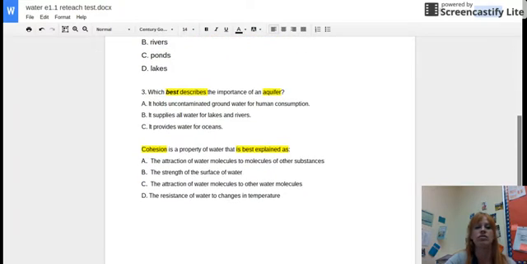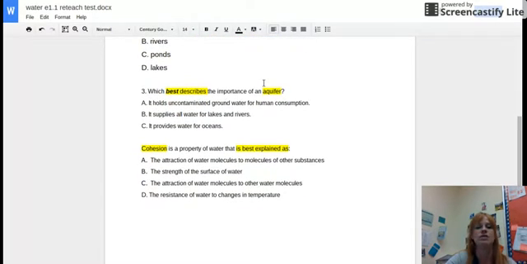All right, number 3, which best describes the importance of an aquifer. So what I thought was important was best describes and the word aquifer. First I have to ask myself, what is an aquifer? I remember an aquifer is just an underground spot where water is held. So I have A, it holds uncontaminated, that means it doesn't have any pollution in it, groundwater for human consumption. B, it supplies all water for lakes and rivers.